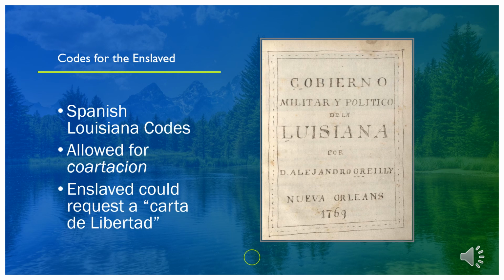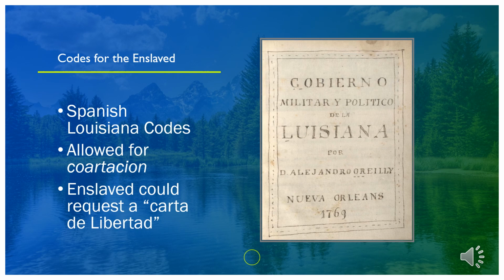These codes allowed for a range of things. One of the things that they allowed for was a system known as coartación. And this system gave slaves the right to purchase their freedom for a stipulated sum of money that was agreed upon by an enslaver and controlled by the courts. That meant that, especially in urban spaces, as individuals were able to save a portion of the wages that they collected, they could eventually purchase their own freedom.